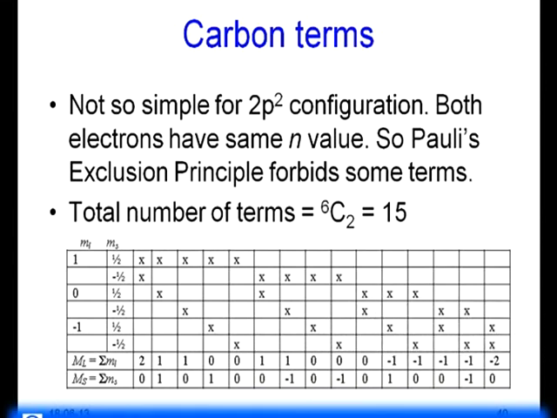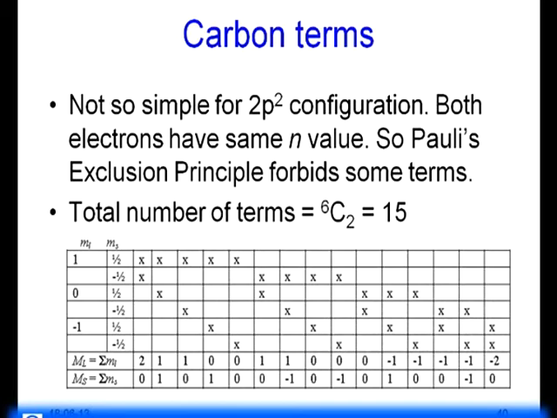Now, it is not so simple for the 2p2 configuration. In the case of 2p 3p, the n quantum number for the two electrons was different. Since the n quantum number for the two orbitals was different, we were able to have both spin up and spin down configurations for both the electrons. It was possible to put both electrons with alpha spin or both electrons with beta spin, because at least one of the quantum numbers was different. Now, if it is a 2p2 configuration, the n quantum numbers are the same. So now we have some restrictions: you cannot have all 4 quantum numbers the same.